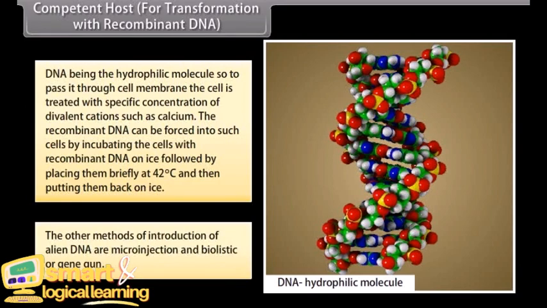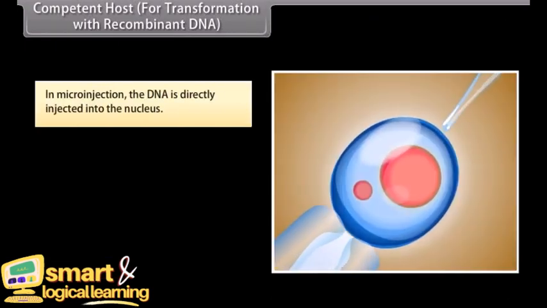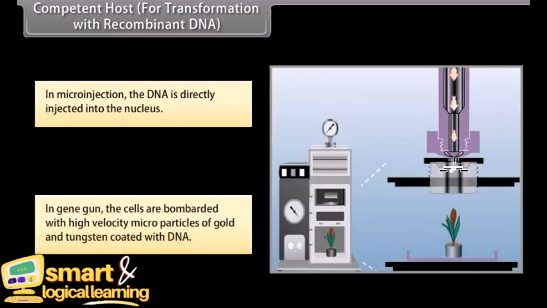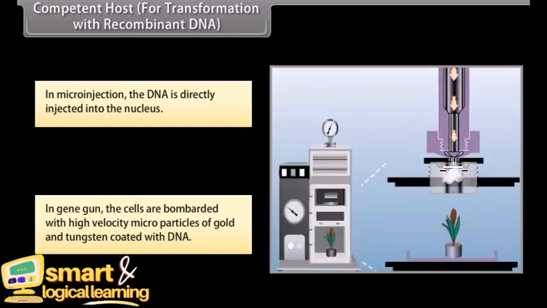The other methods of introduction of alien DNA are microinjection and the biolistic or gene gun. In microinjection, the DNA is directly injected into the nucleus, and in the gene gun, the cells are bombarded with high-velocity microparticles of gold or tungsten coated with DNA.